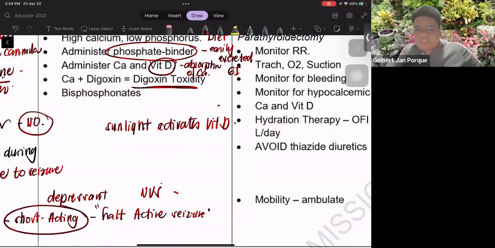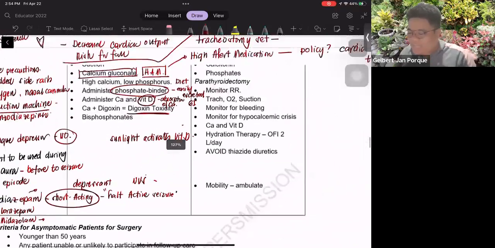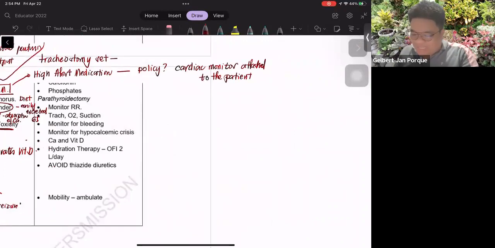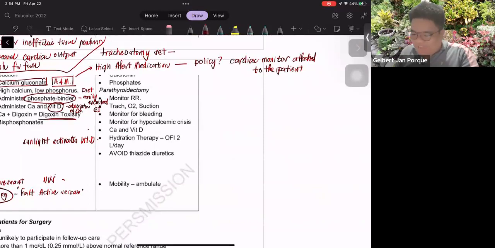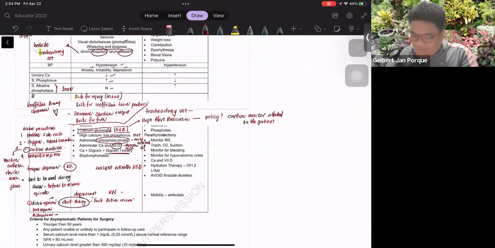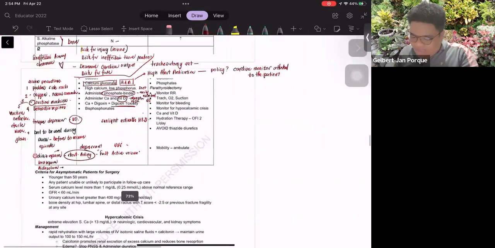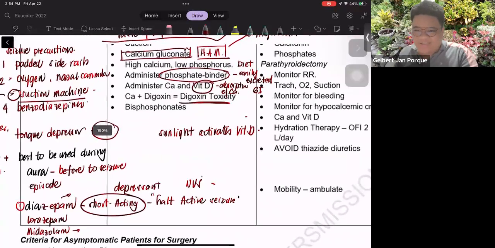And then, class, you have your bisphosphonates. Allow me to have a quick check if this is biphosphonates or bisphosphonates. Okay, bisphosphonates. Now, class, give me an example of a bisphosphonate. Give me an example of this drug classification, bisphosphonates.